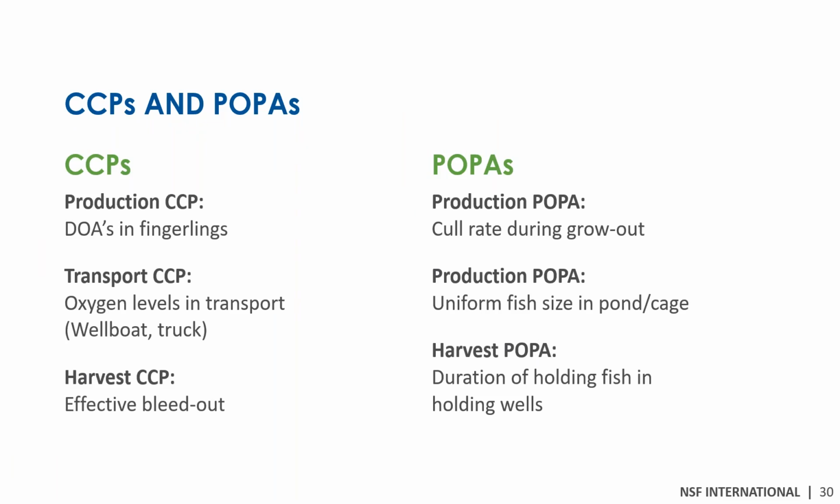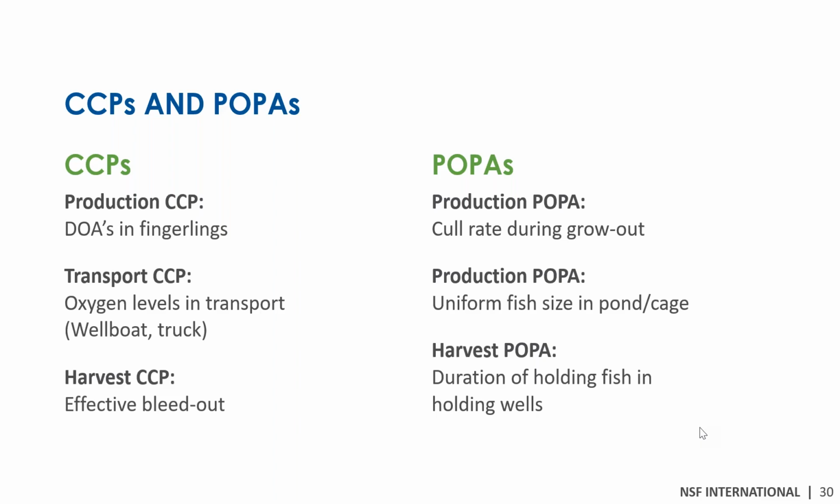First of all, on the left-hand side, a few examples of some CCPs. At a production level, a CCP could be the number of DOAs in fingerlings that are received at the facility. A transport CCP could be the oxygen levels in the transport container, and a harvest CCP could be an effective bleed out. On the right here are a few examples of some points of particular attention that may not have some strict limits on them.